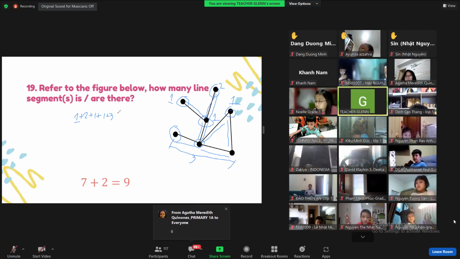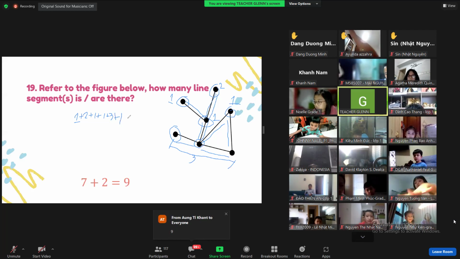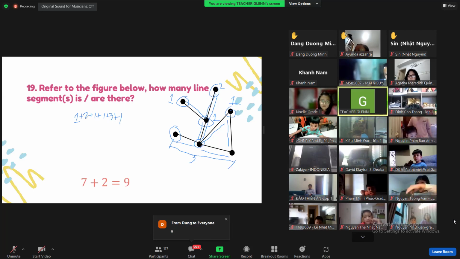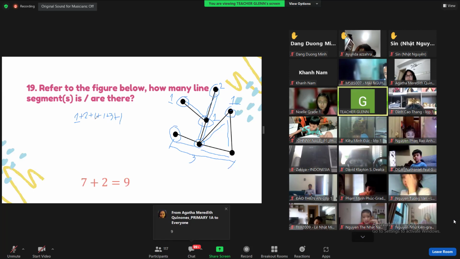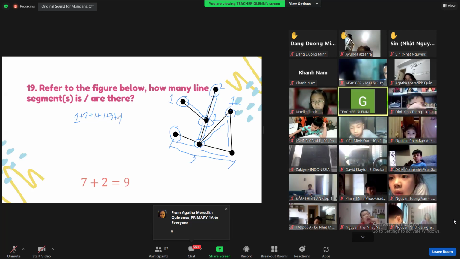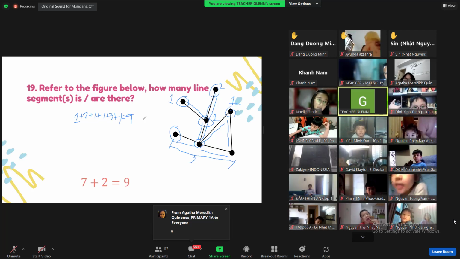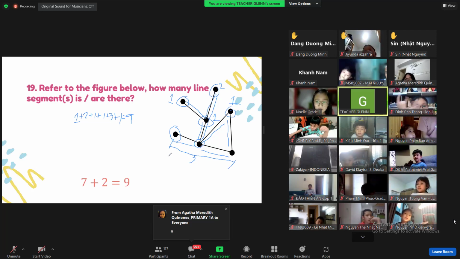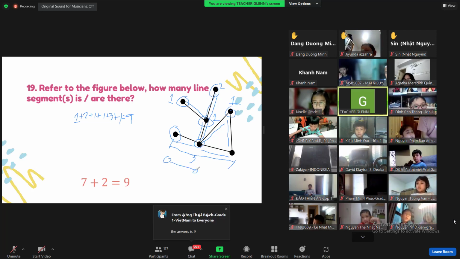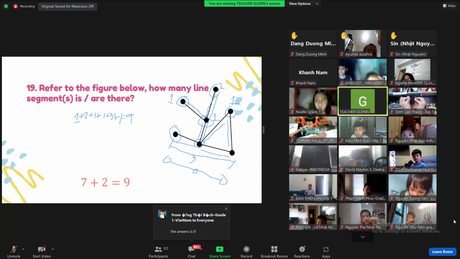Okay? So plus 1. So the correct answer is 1 plus 2 is 3, 3 plus 1 is 4, 4 plus 1 is 5, 5 plus 3 is 8, plus 1 is equal to 9. So this one is a straight line. Okay? So any questions?